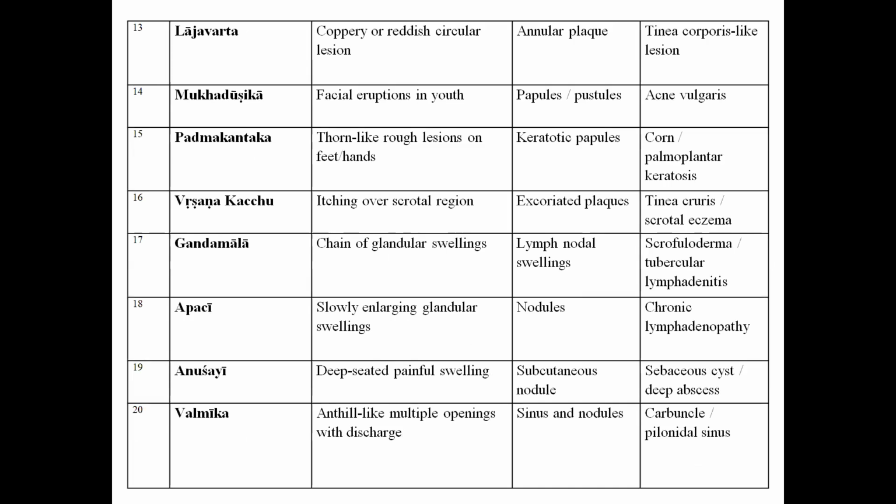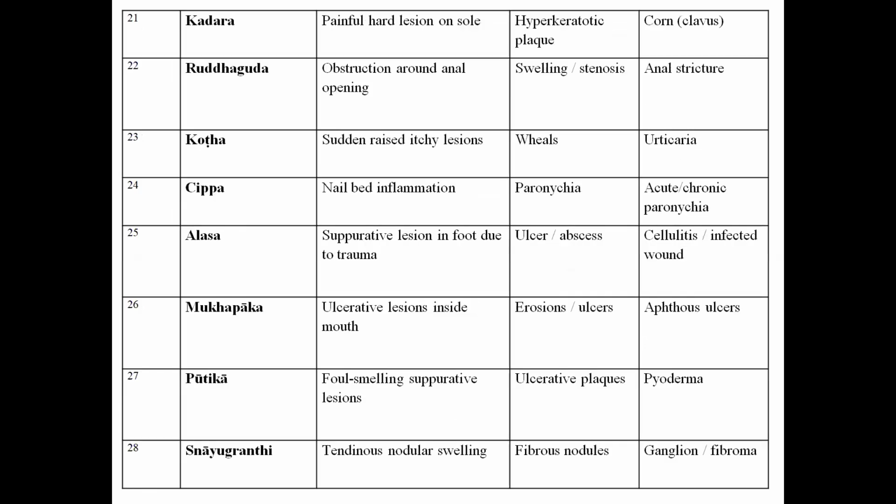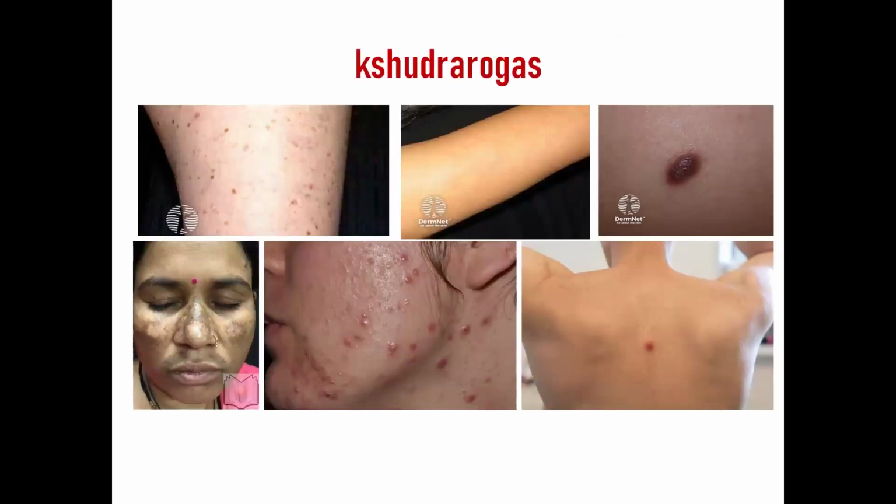These are the Lajjavarta, Mukhadushika, Padmakantaka, Vrishana Kachchu, Kendamala, Apaji, Anushayi, Valmika, all are the Kshudra Rogas explained. Kadara, Pidaka, Chippa, Alasa, Udaka, Snayu Granthi, all these are Kshudra Rogas explained and can be correlated with some typical types of modern dermatological conditions. Kshudra Rogas.